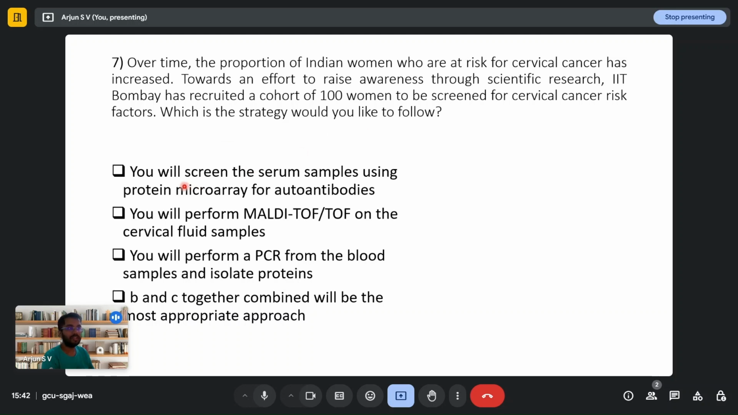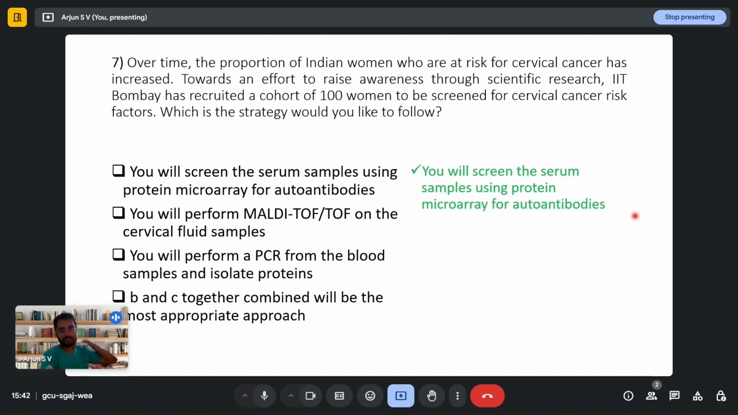So the options here are protein microarray, multi-TOF, PCR, and both multi-TOF and PCR. So the key here for solving this question is the sample size, which is 100 women. So all of them have to be screened for cervical cancer. So what will you do? Once you see the sample size, your immediate option should be protein microarrays. So the correct answer will be you will screen the serum samples using protein microarray for autoantibodies.